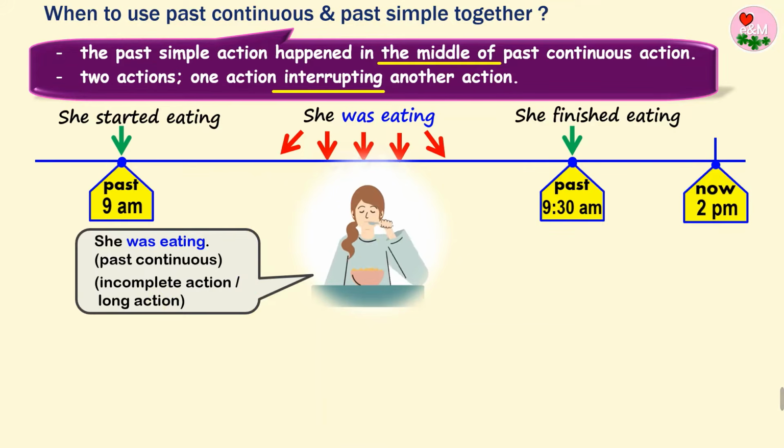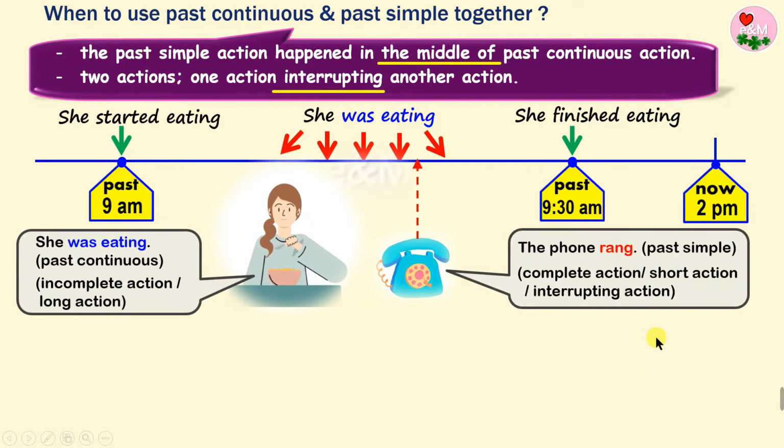Okay? And the activity that interrupted it is in the past simple. For example, the phone rang. And we use past simple to express a complete action. That is a short action or interrupting action that happened in the middle of a long action.